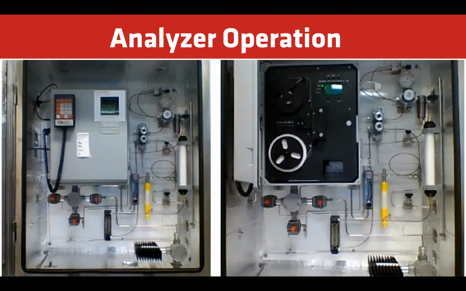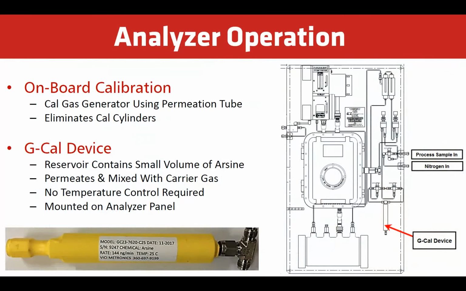The analyzer can be installed in a shelter with sample conditioning. We also include an H2S scrubber to make sure that there's no interference monitoring arsine and phosphine. A unique offering included with the ProTech Nano 3 is an onboard calibration.